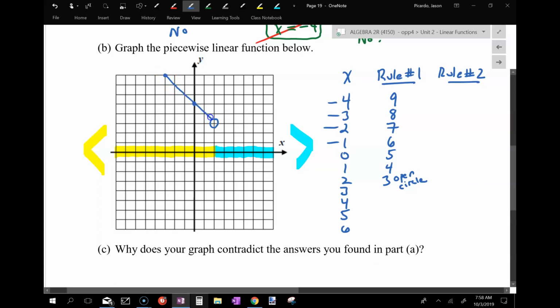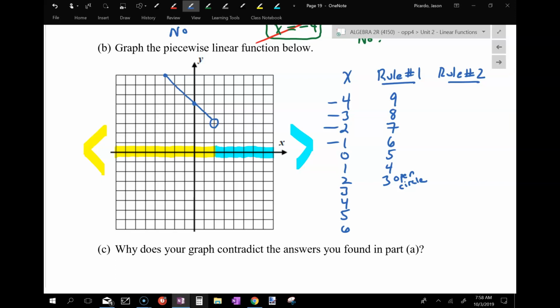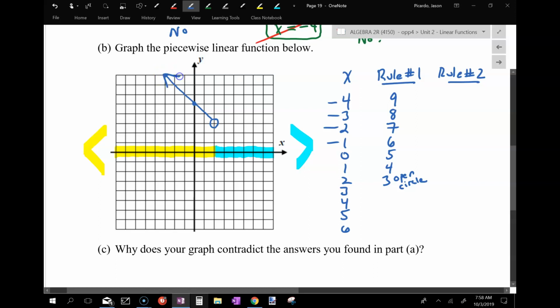And look at what I'm doing now. Draw my line. Somebody yell it. What are we going to do? Put an arrow, right? Why do I need the arrow? Because it says x is less than 2. That means everything less than 2, correct? Yeah.